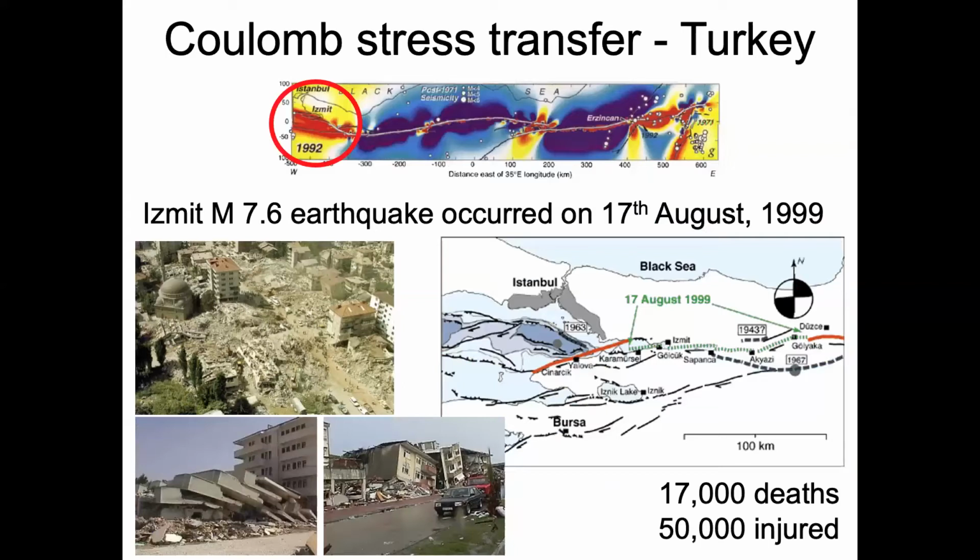But as I said, we couldn't predict when. The scientists that did this study didn't have any idea of when it was going to be. Most fault systems around the world are not as simple as the North Anatolian Fault, so we don't have many other good examples of exactly this type of forecasting.